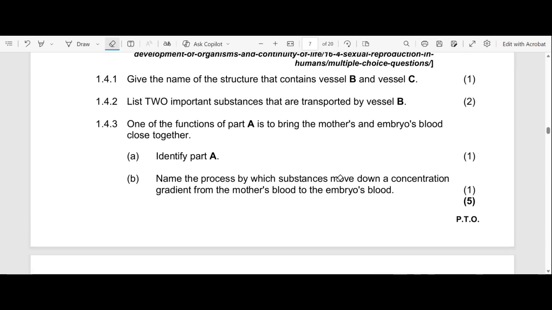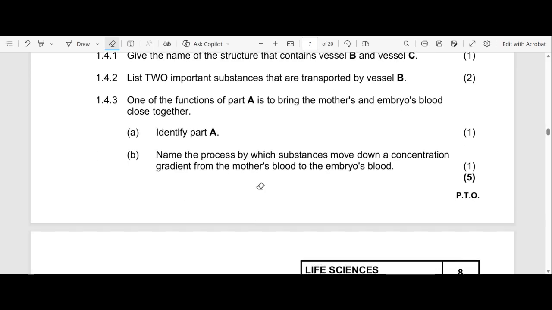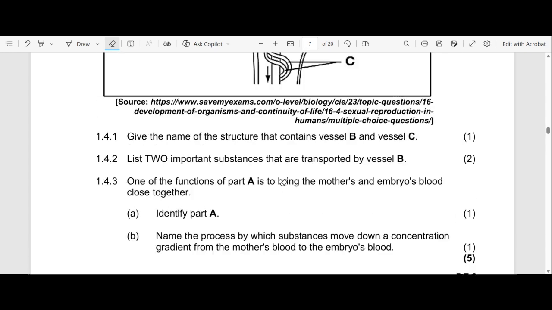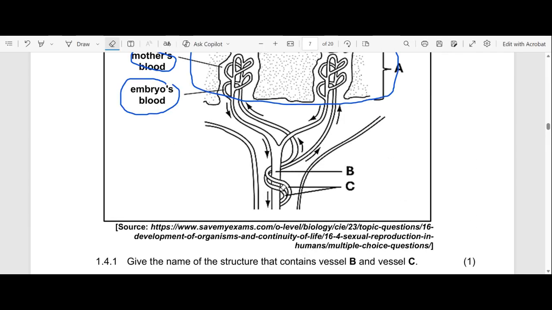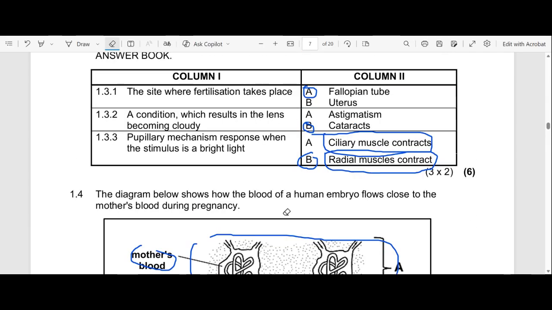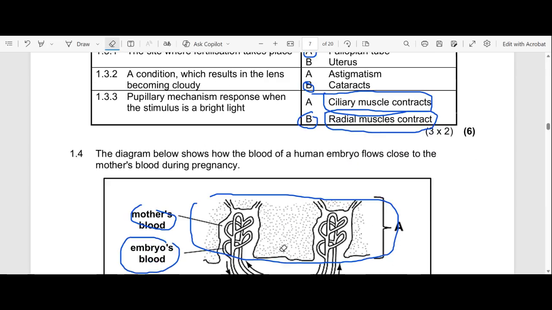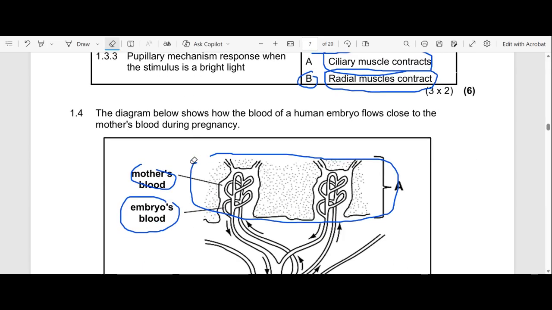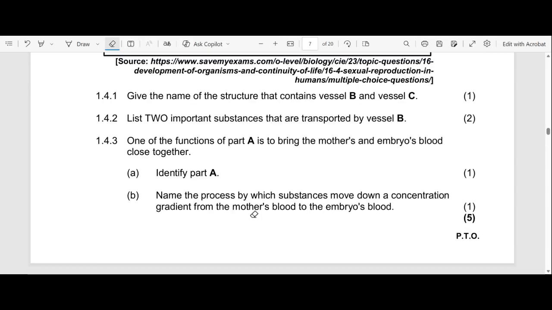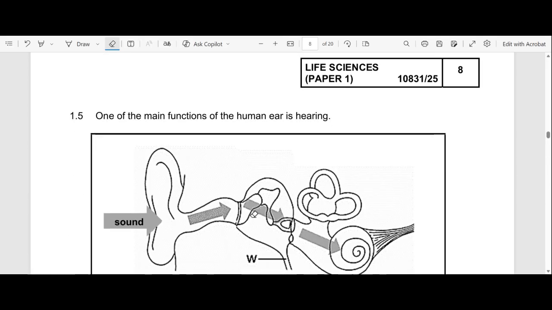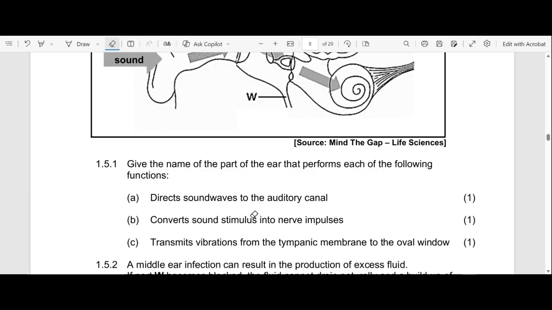So we can say that it moves from the mother's blood, from a higher concentration to a lower concentration. So we can say that it's diffusion. The answer is diffusion. Does that make sense? Okay, now let's continue. Let's go to 1.5.